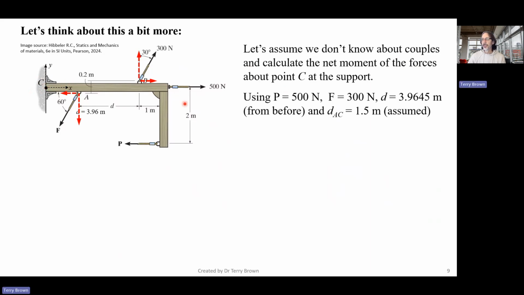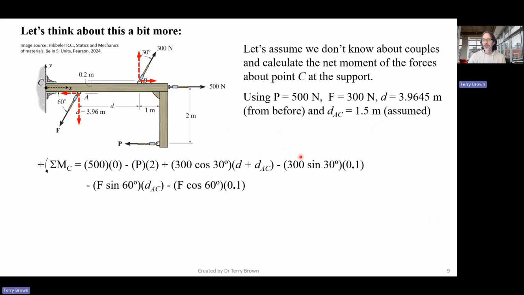Right, so using our knowledge of calculating moments in the scalar form and using what we found before, using P equals 500, F equals 300, our distance here was 3.9645. And in order to calculate moments about point C, we need to know this distance here between A and C, which wasn't given, so I'm just going to assume it's something, right? An arbitrary value of 1.5. You can try a different value and see if you get the same answer.